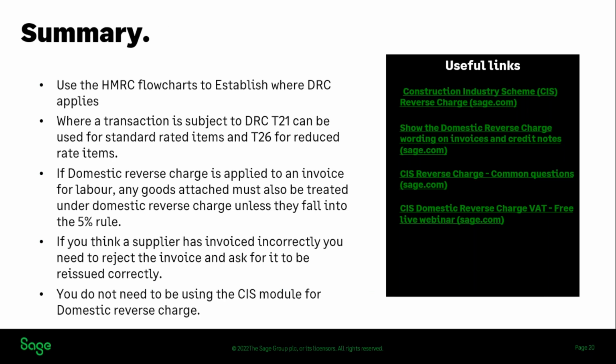Okay, so just to summarize, use those flow charts to establish where domestic reverse charge applies on both your customer and your supplier invoices. Where you're using domestic reverse charge, the T21 by default tax code can be used if a standard VAT would normally apply, and T26 is normally for the reduced items there as well. Domestic reverse charge would normally be applied to the whole invoice, even if there's goods attached, as long as they're on the same invoice there.